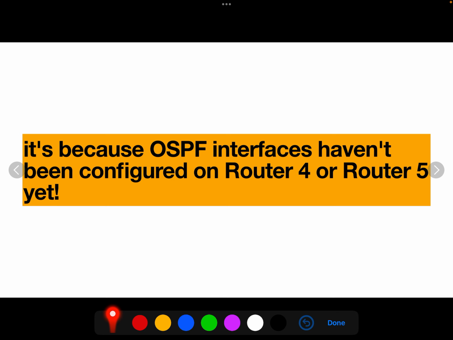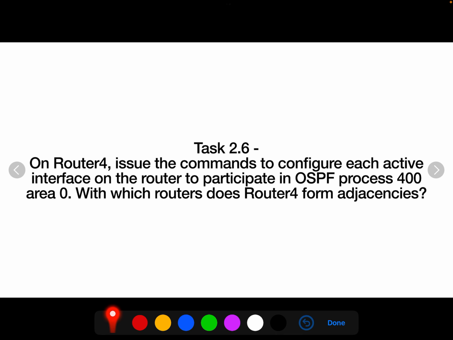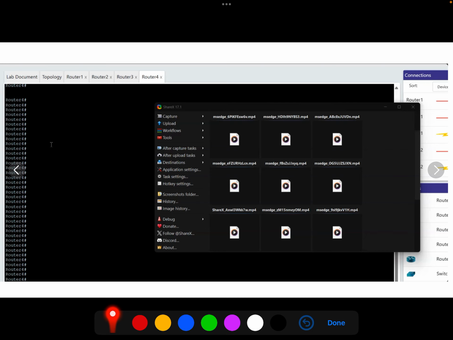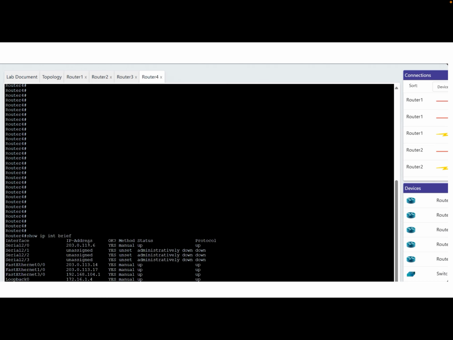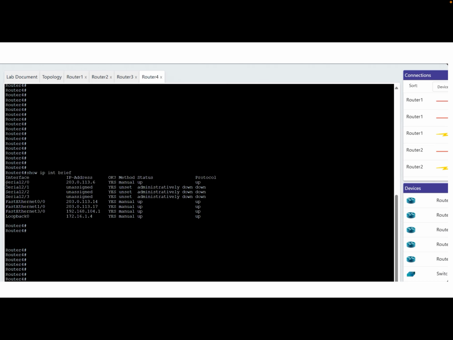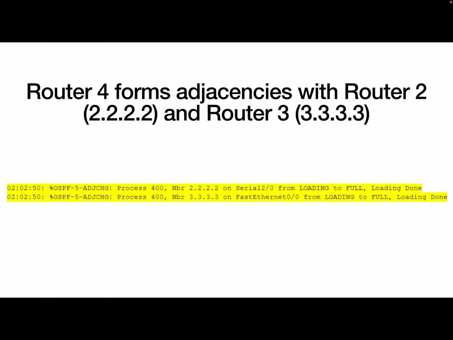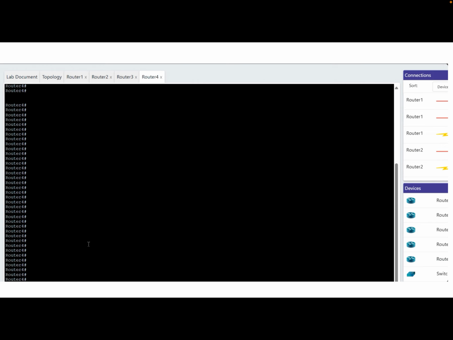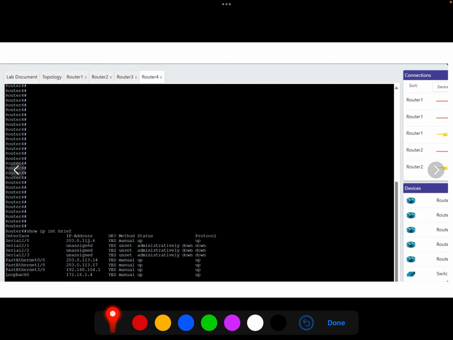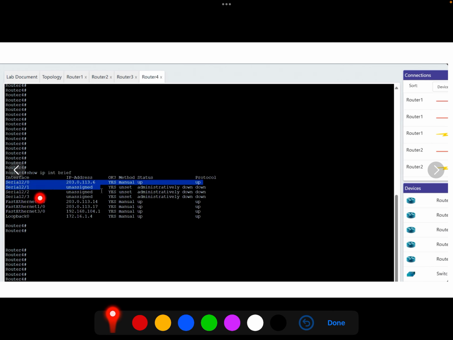So speaking of router 4 and 5, on router 4, let's issue the commands to configure each active interface on the router to participate in OSPF process 400 area 0, and with which routers does router 4 form adjacencies? We'll have a look at that. So let's go into router 4 now, and here we can see the interfaces we have. We've got 5 active interfaces. Whoops, sorry. Let's go back to the lab. Let's get show IP interface brief back on the screen, and then we can see 1, 2, 3, 4, 5 interfaces.